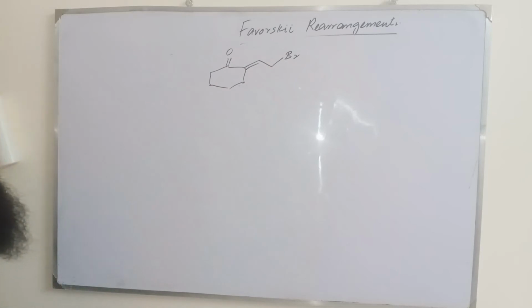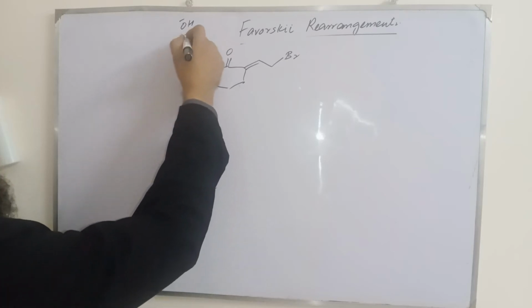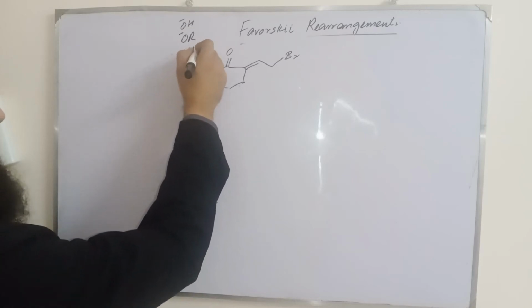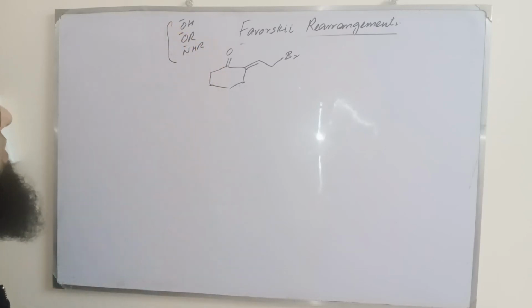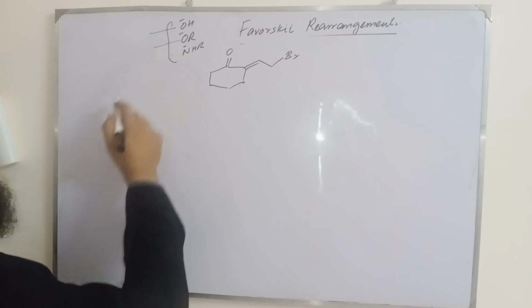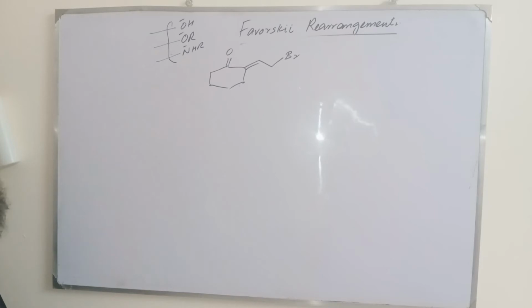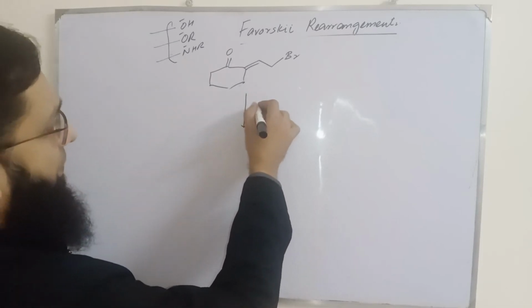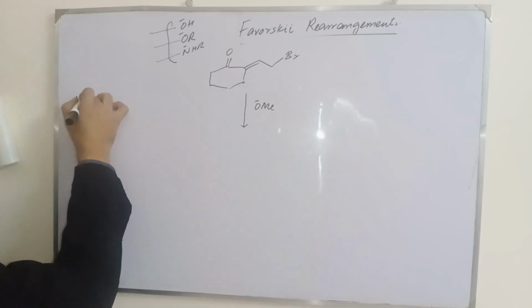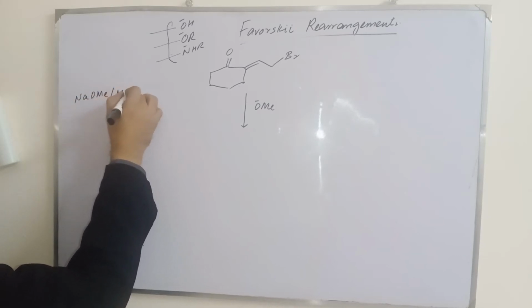And in general, we should know that hydroxide can be used as a base. Alkoxide can also be used as a base in Favorskii rearrangement, and we can also use amides as base. In case of hydroxide, we get carboxylic acids. In case of alkoxide, we get esters, and in case of amides, we get carboxamides as products. And now we use methoxide, and methoxide is generally in the form of sodium methoxide in methanol.